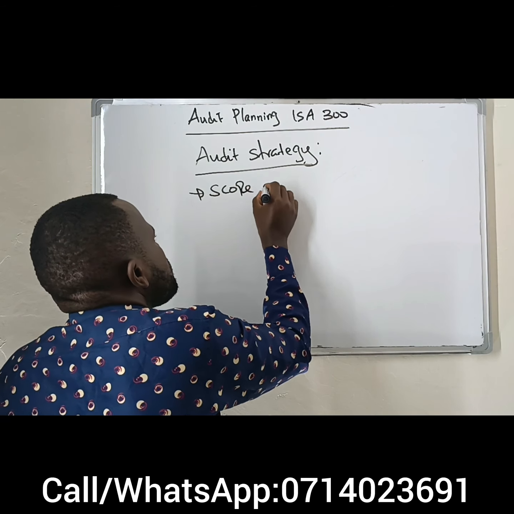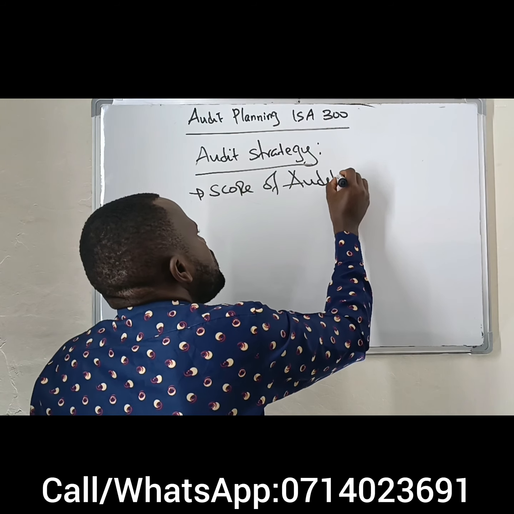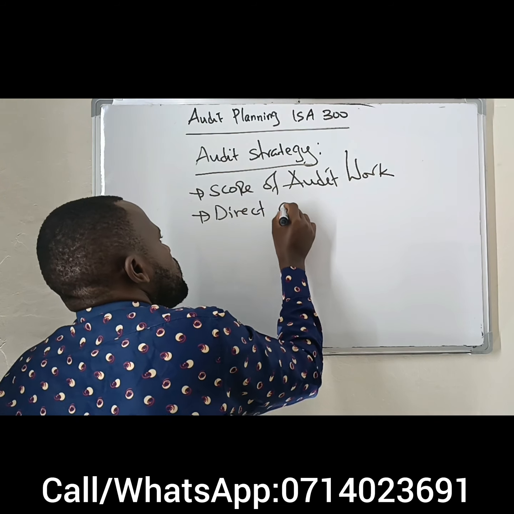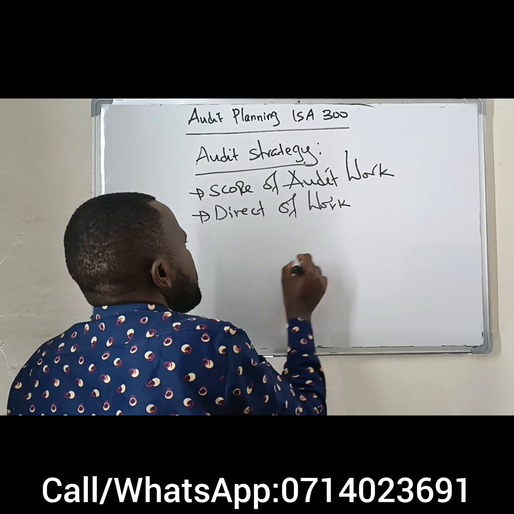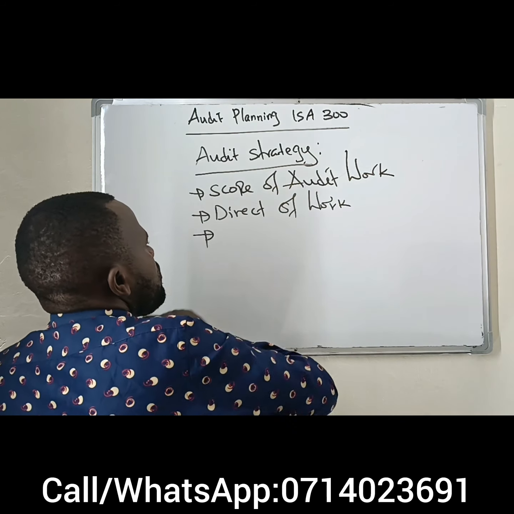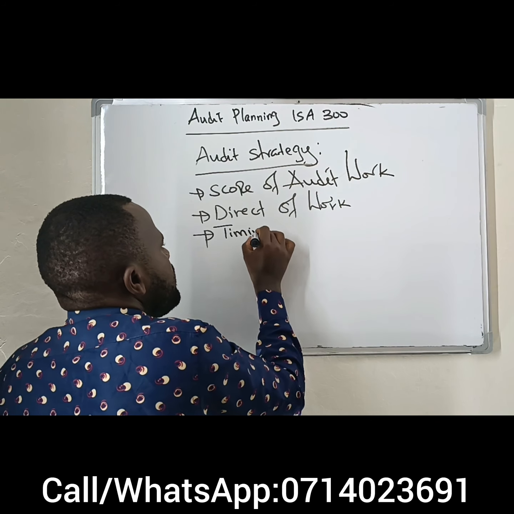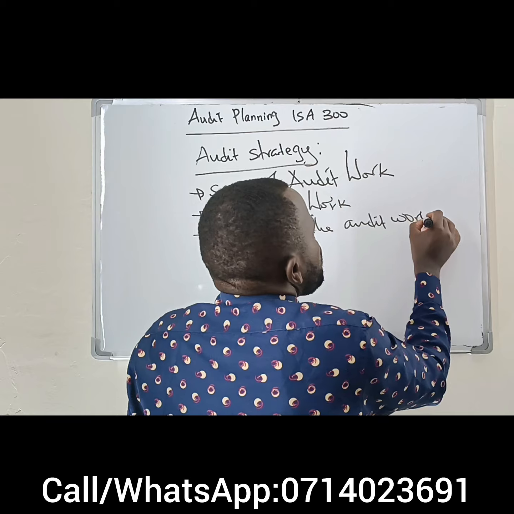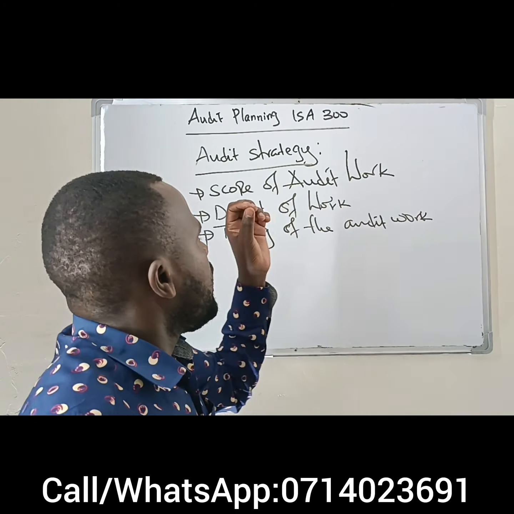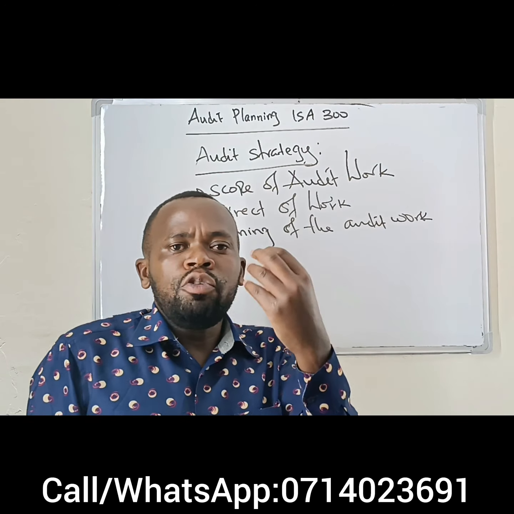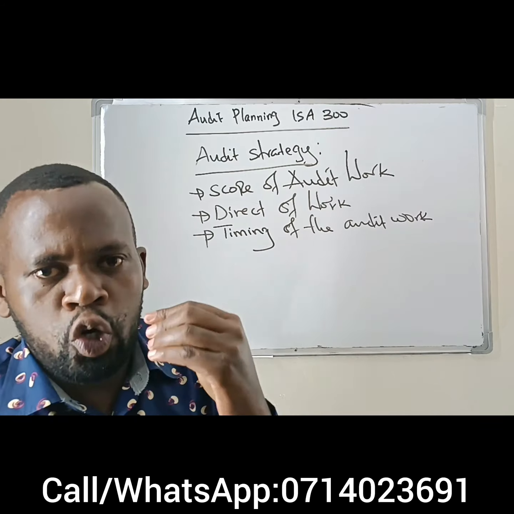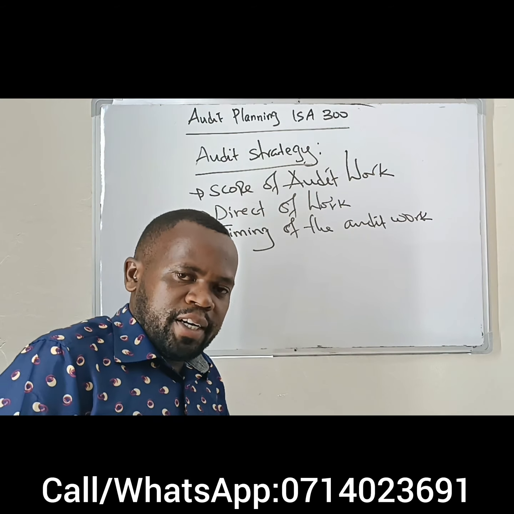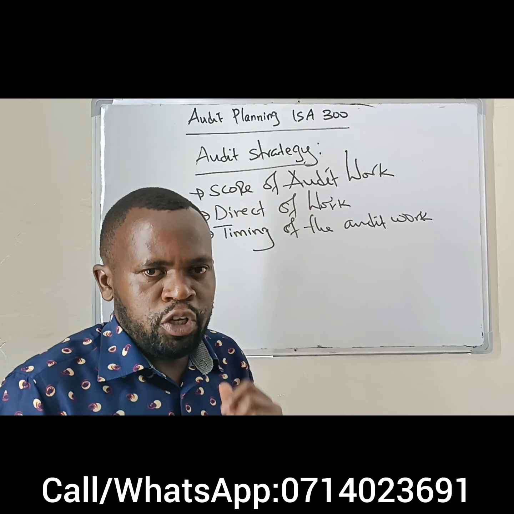Scope of work. In short, it is the scope of audit work. Number two is direction of the audit work. Then the last one is, after you give direction, you know when the work should be done: timing of the audit work. So if somebody tells you to explain audit strategy, you simply say audit strategy refers to the scope of audit work, direction of the work, and timing of the audit work.